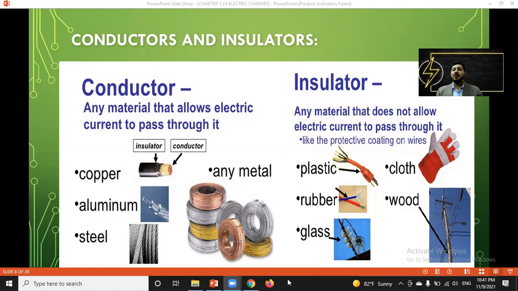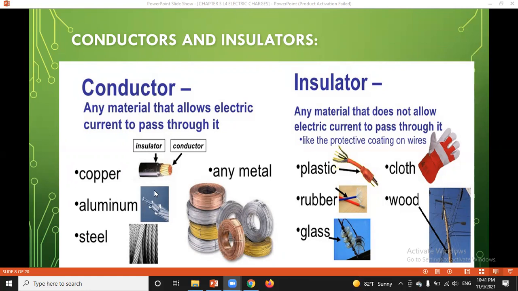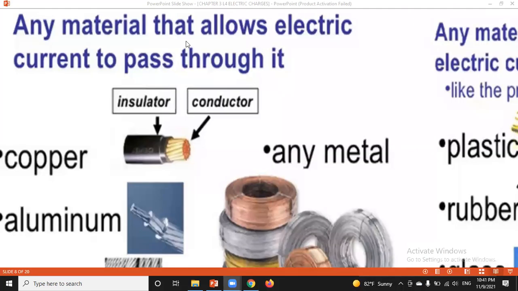A conductor is a material through which an electric charge can move easily. Like what? Most of the metals are conductors: iron, copper, aluminum, gold, and silver. They are all metals. They all allow the electric current to pass through them easily. That's why electric cords are made of copper or other metals inside, and are covered with insulator.